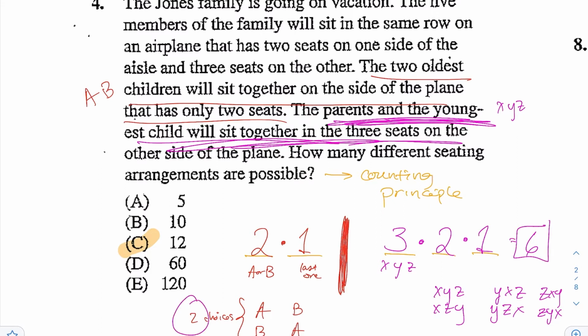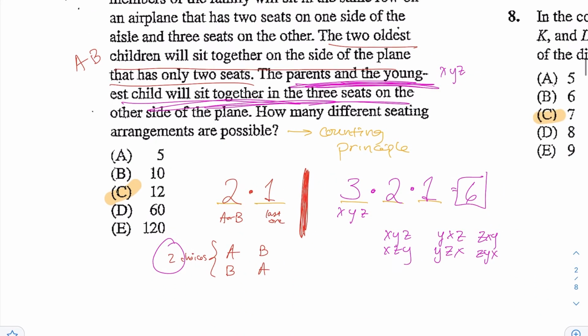So we have 2 options for the seats on the left, 6 options for the seats on the right. You want to then multiply both of these. 2 times 6 would be equal to 12. So that would be choice C. And again, you multiply because of the counting principle: you always want to multiply for the number of choices that you are given.